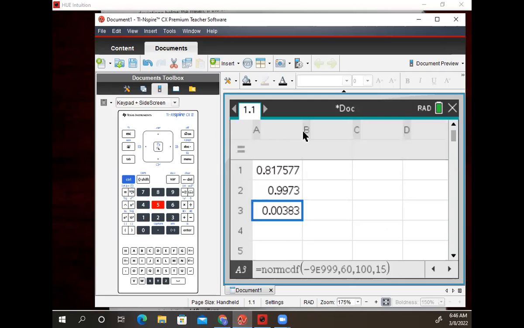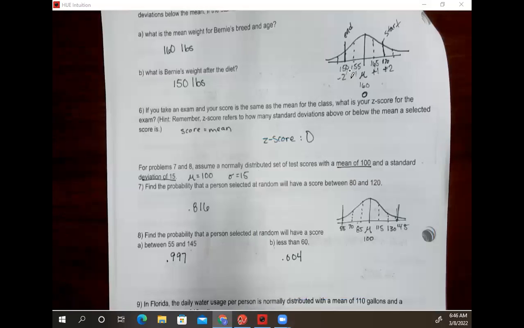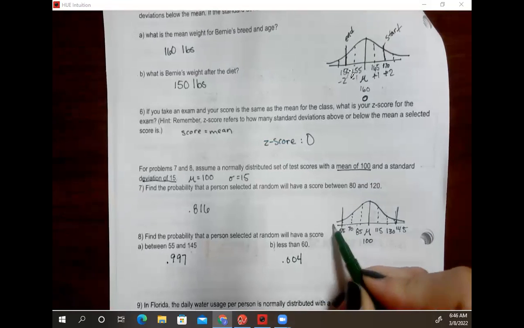There we go. Very, very small probability that I'd be less than 60 here. 0.004 if we round to 3 decimal places. Okay, 0.004 that we are less than 60.